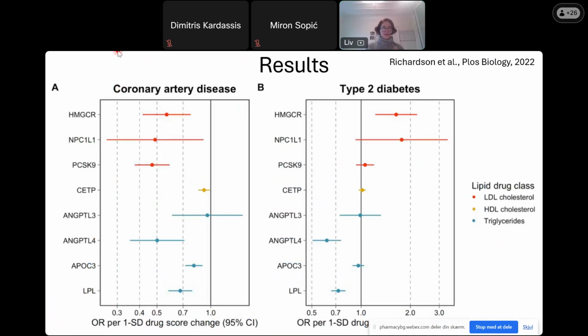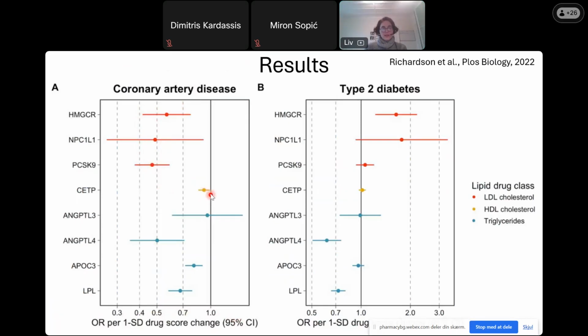And they then created scores, including these variants for each drug target, and looked at the risk of coronary artery disease and type 2 diabetes. The results are odds ratio per 1 standard deviation lower drug score. So for coronary artery disease, they see quite what you would expect to see. So lower LDL via HMGCR reduces the risk, and so does NPC1L1 and PCSK9.